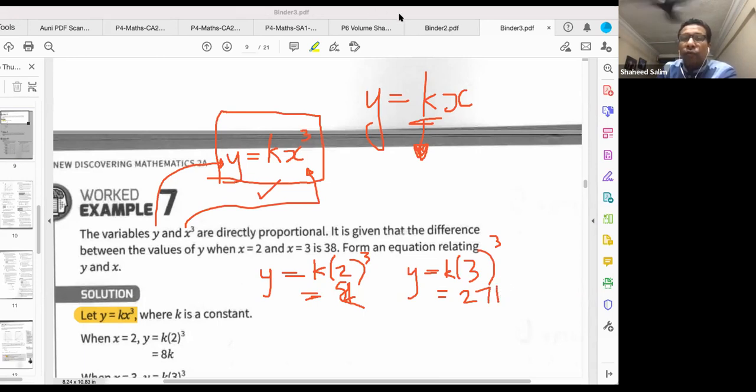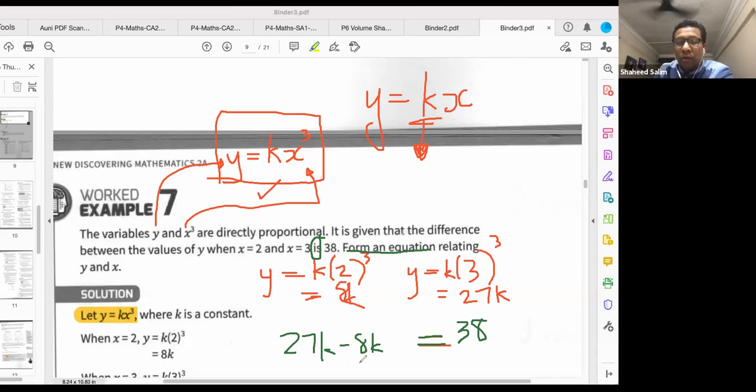So now you have to form an equation. When they tell you to form an equation, that means there must be an equal sign. So let's read what they say about the equation here. They say form an equation. You see, I already put the equal sign here. And the equation is means equal also. Is what? 38. So what is 38? They say the value of Y when X is 2 and X is 3 is, so that means 27K minus 8K is equals to 38. So you minus, what do you get? You get 19K is 38.